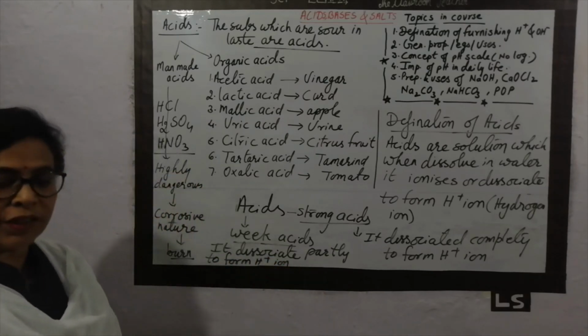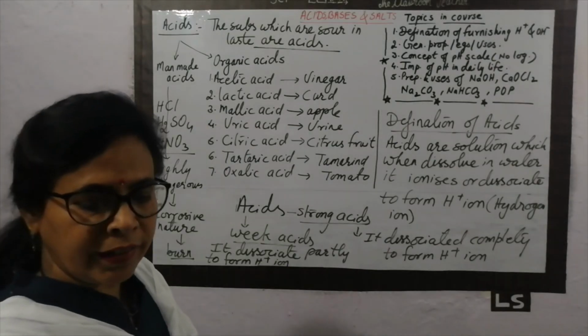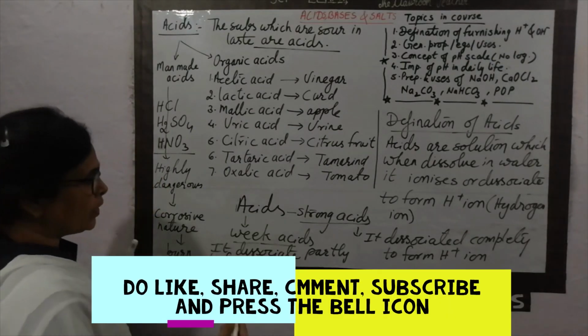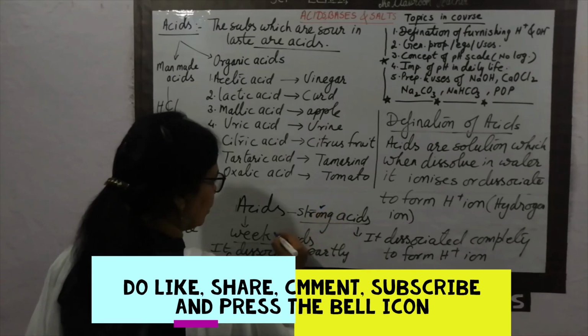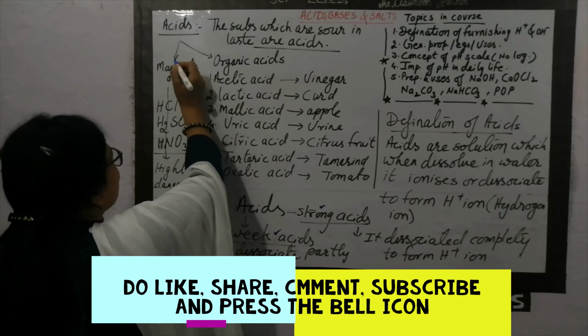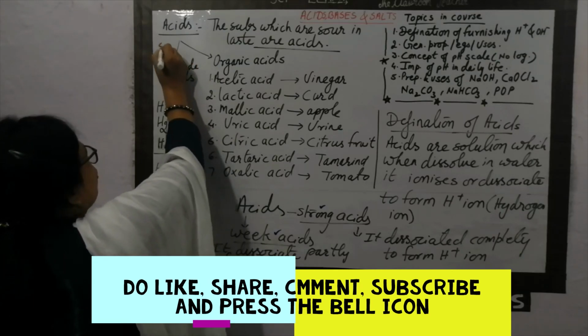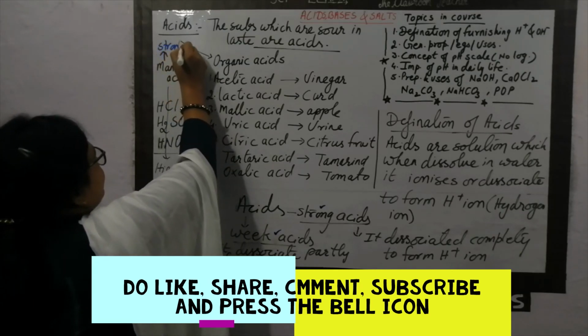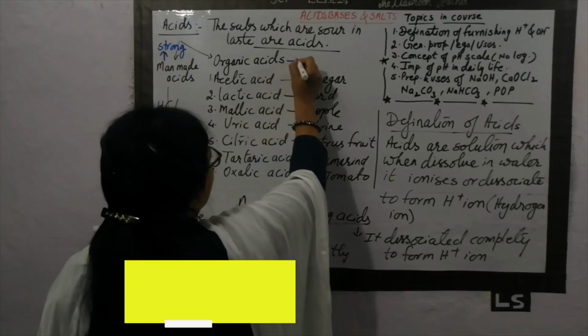On the basis of the rate of dissociation, there are two types of acid. One is called a strong acid and one is called a weak acid. And which acids are strong acids? These man-made acids are strong acids. And these acids are weak acids.